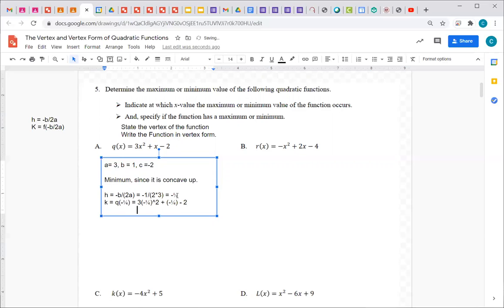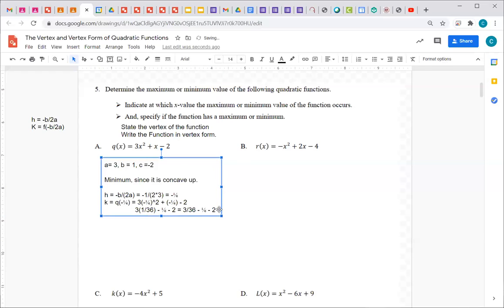So let's see. (-1/6) squared is positive 1/36. So that's 3 times 1 over 36. And this becomes -1/6 minus 2. So let's find a common denominator. This becomes, well, let's see, 3 over 36 minus 1/6 minus 2.